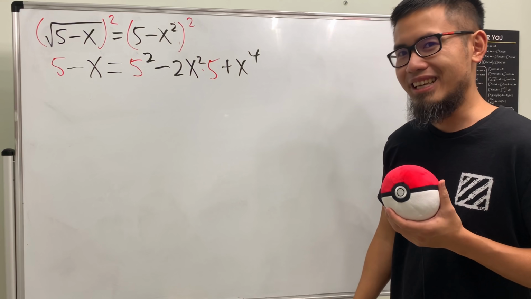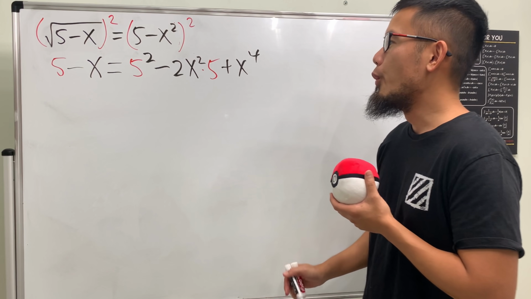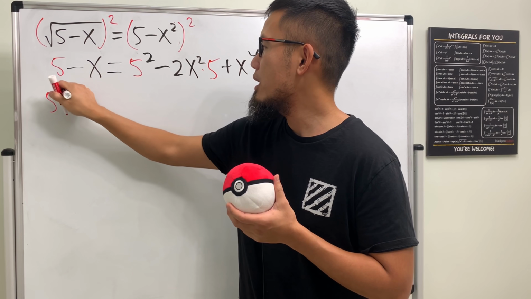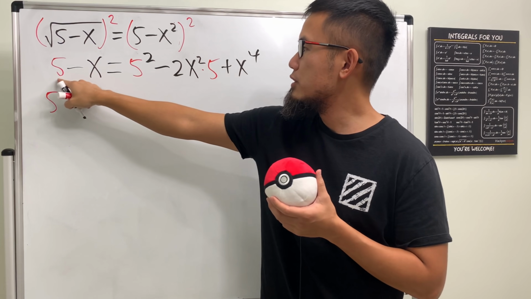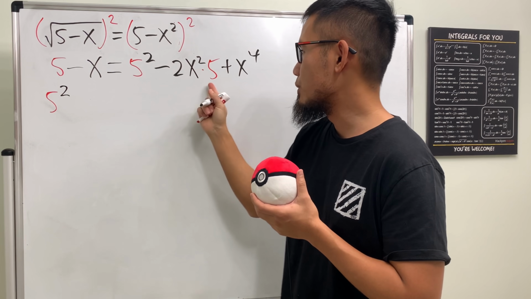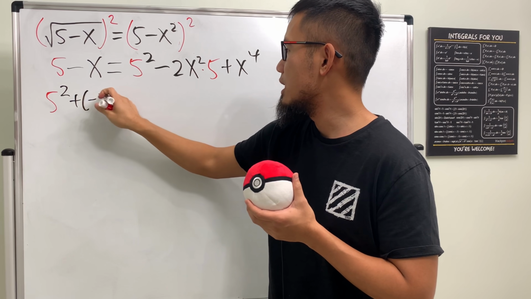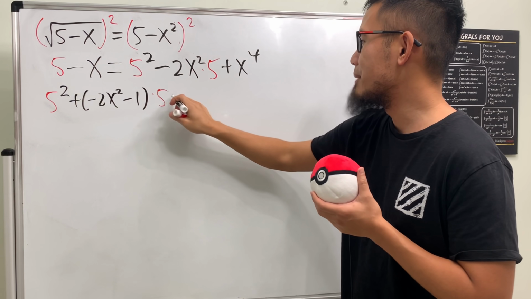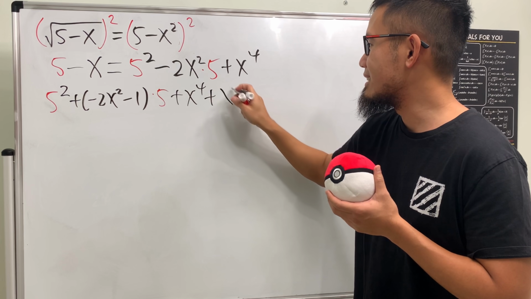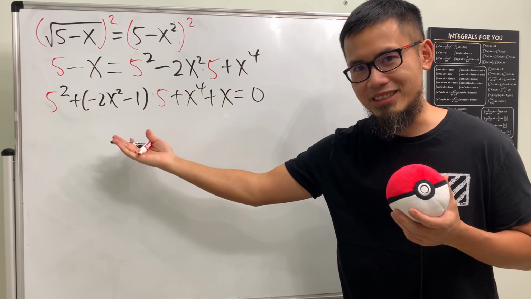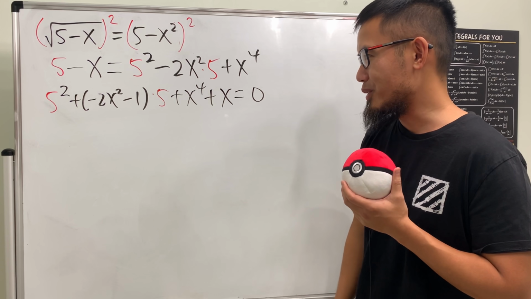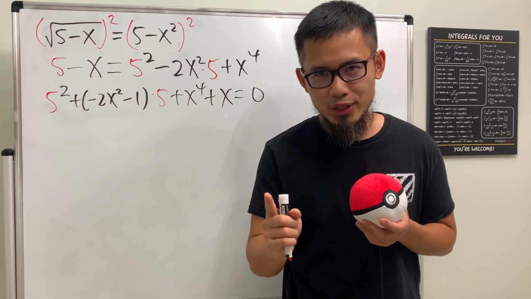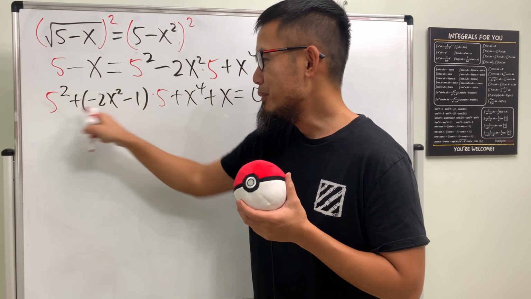All right, let's continue to see if this actually works or not. Well, let me move both terms to the right hand side. So we have 5 squared, and then I will move this to here, and it becomes minus 5, yeah? So this becomes plus parentheses negative 2x squared minus 1, and then times the 5. And then this here, so we get plus x to the 4th power plus x. That's equal to 0. Ladies and gentlemen, have a look. Quadratic equation in terms of 5. Very cool. Of course, we can now use the quadratic formula. So the input here is 5.